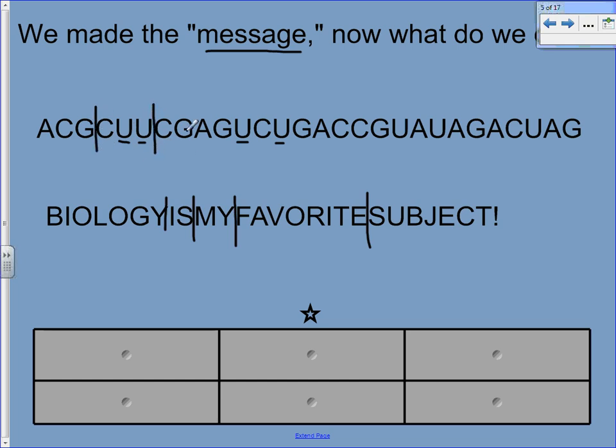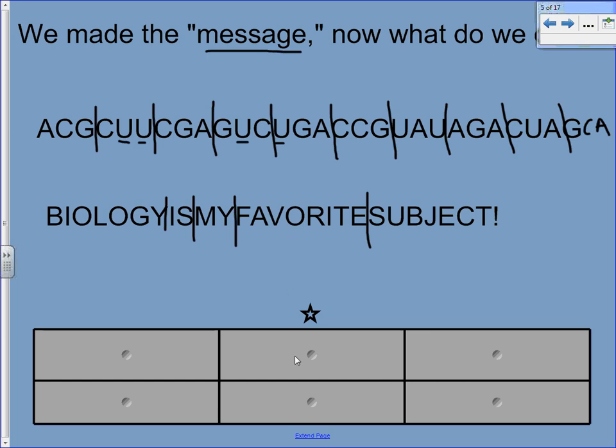So we separate it out into groups of 3 because these groups of 3 are like the words, just like biology is a word, is a word, my is a word, favorite is a word, and subject is a word. Here, each of these groups of 3 represents a word, if you will, to the ribosome, and those are called codons. Okay, so a codon is a grouping of 3 nucleotides on the mRNA. They code for one amino acid.